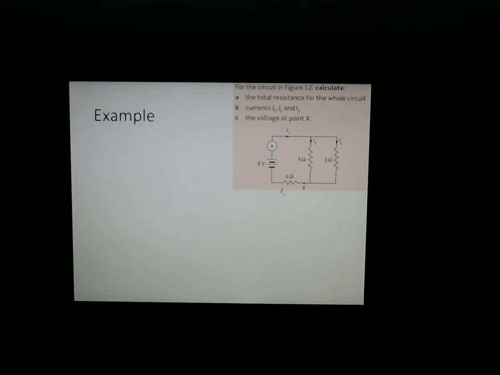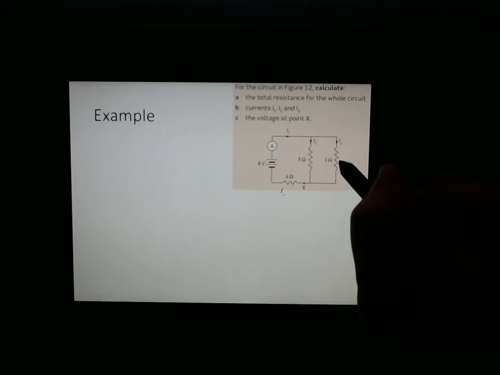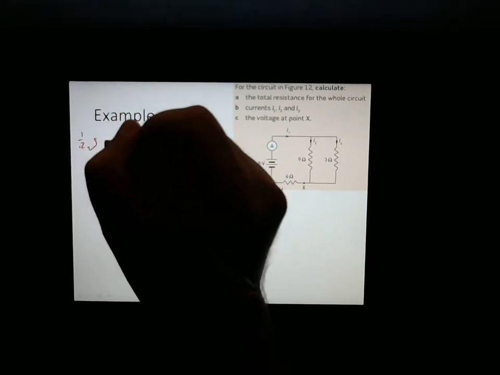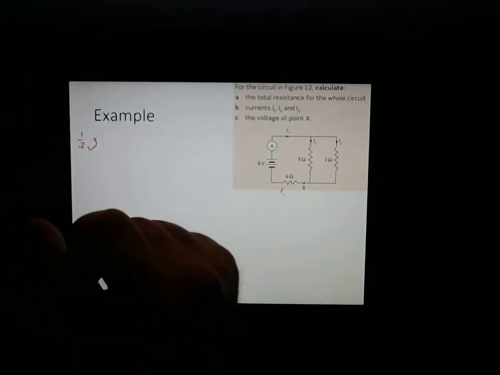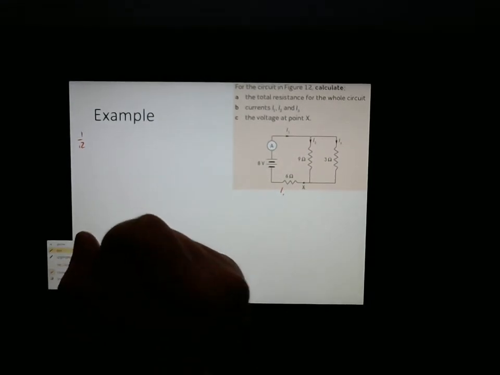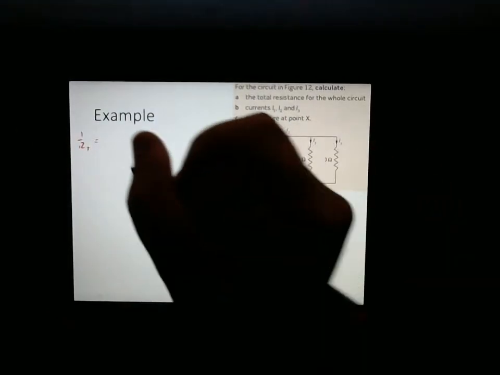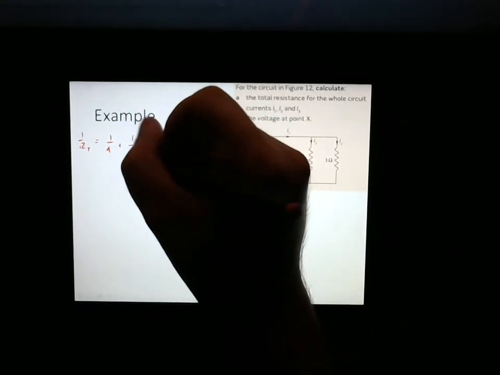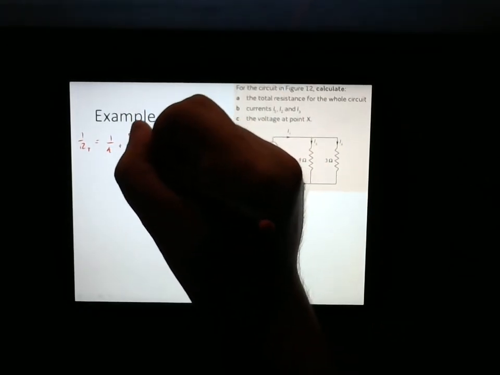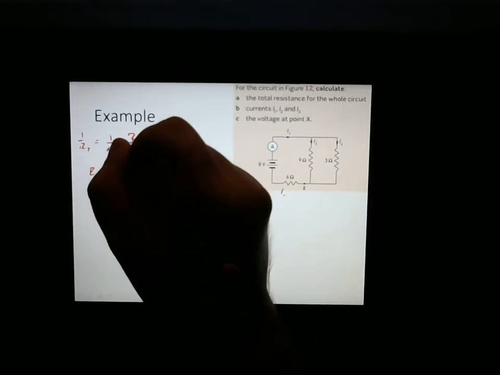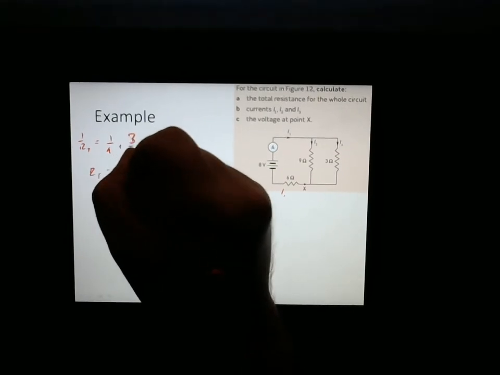So what's the total resistance? So let's work that out. We need the resistance for these two. 1 over RT, what was that? One over RT equals 1 over 9 plus 1 over 3. 1 over 3 is the same thing as 3 over 9, so that's going to equal 4 over 9. So RT will equal 9 over 4. That's for the parallel part.